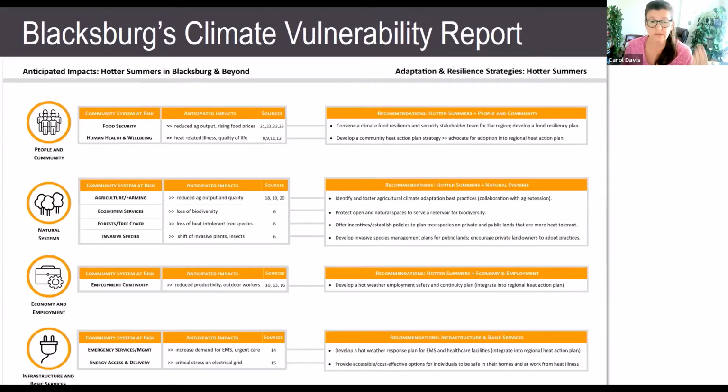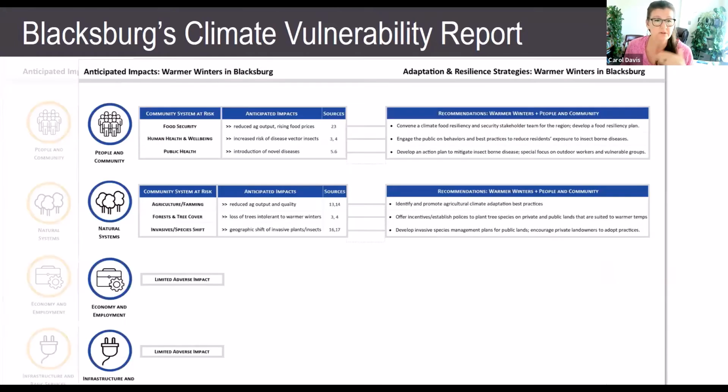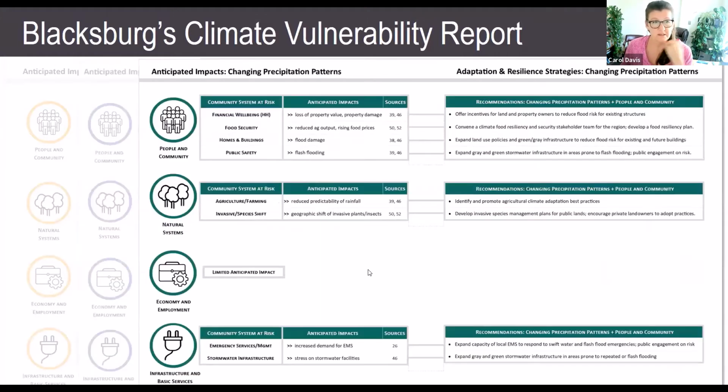So again, we did this across the four major themes of the climate vulnerability assessment: hotter summers, warmer winters. Notably, there really wasn't much here that rose to a high priority level for these two. So we're focusing our efforts on people in community and natural systems. And similarly with changing precipitation patterns, this one, there wasn't pointing us towards needing to get real active on adaptation strategies. So this is where we've landed with that.